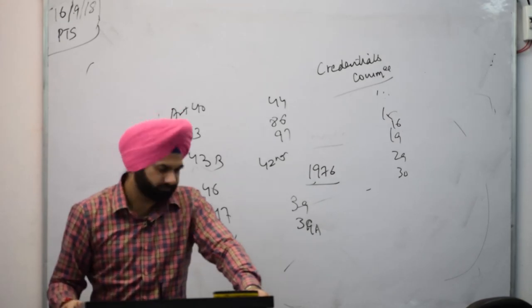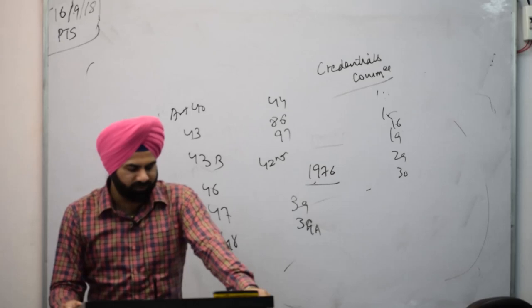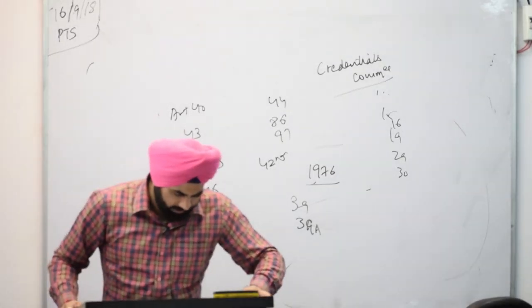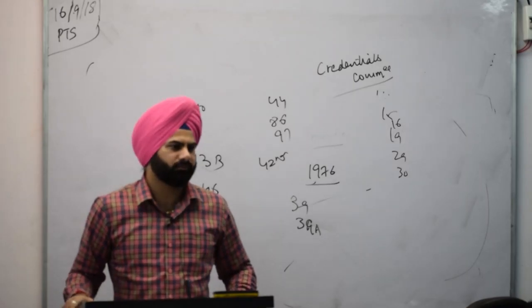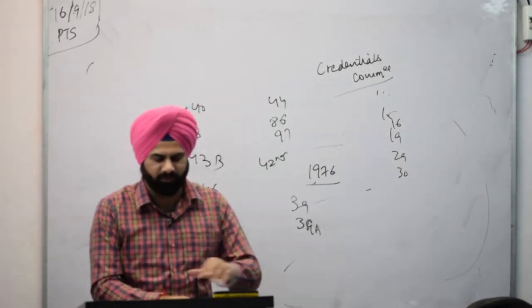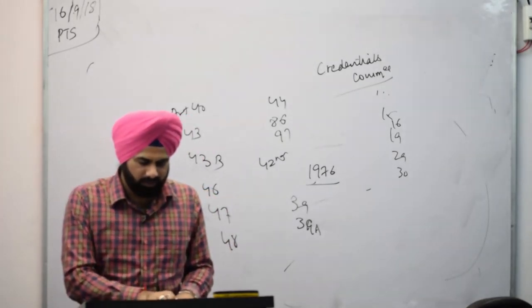54. Which of the following has not been held to be part of the basic feature of the constitution? Very simple question. Principle of natural justice. Nothing has been mentioned. Natural justice, hota kya hai? What is natural justice?